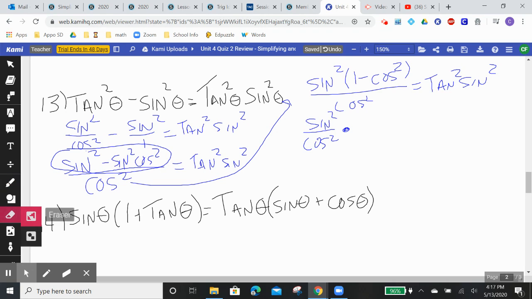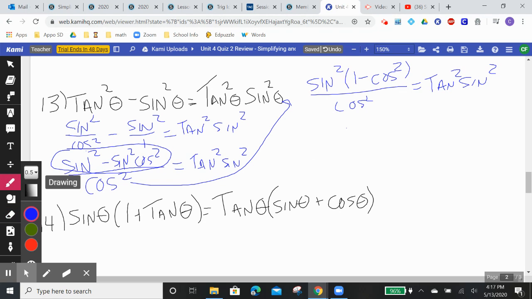Actually, no, I apologize. I can't do that. I'm sorry, I'm thinking of addition now. I could separate it into two. Sorry about that. So what I want to do is I can think, oh, well, this is sine squared. I know, in parentheses, isn't 1 minus cosine squared also sine squared over cosine squared?